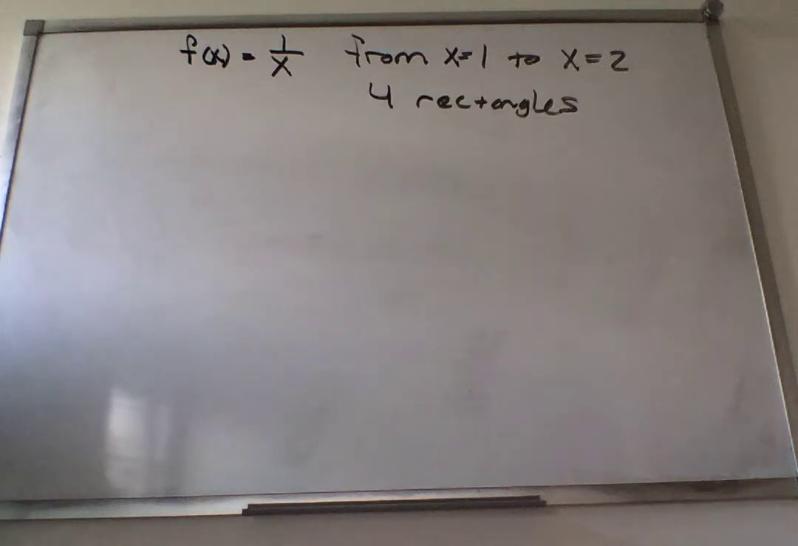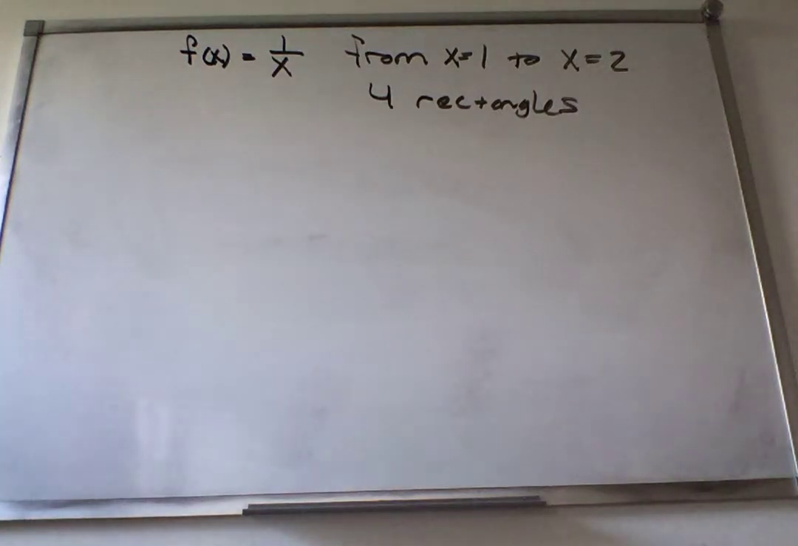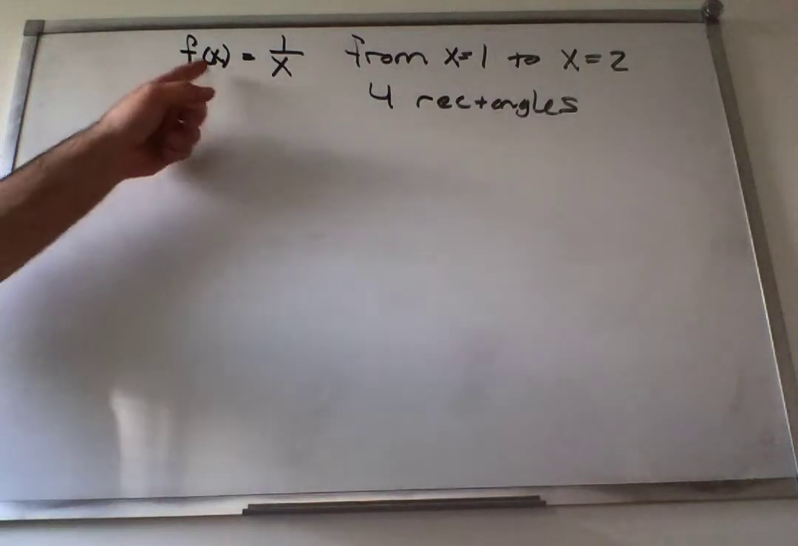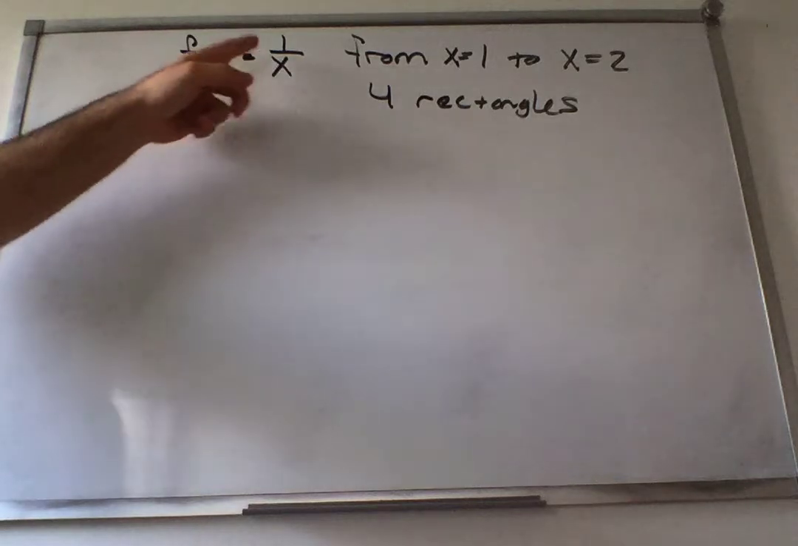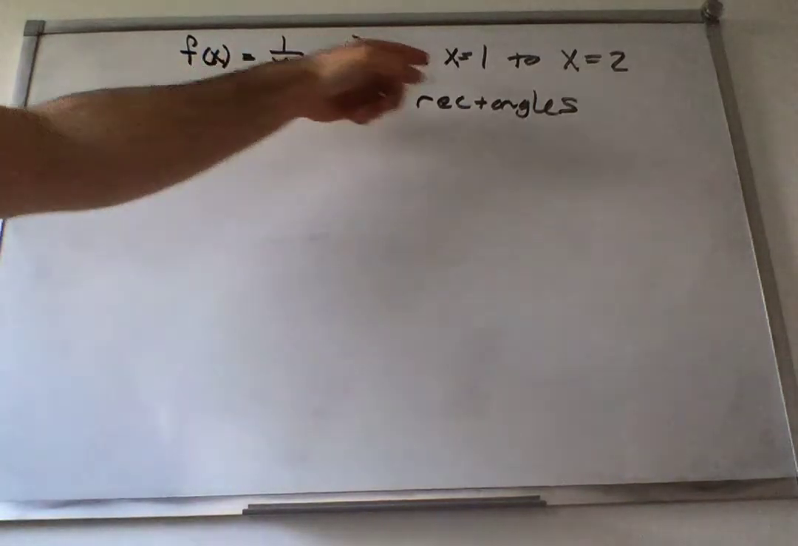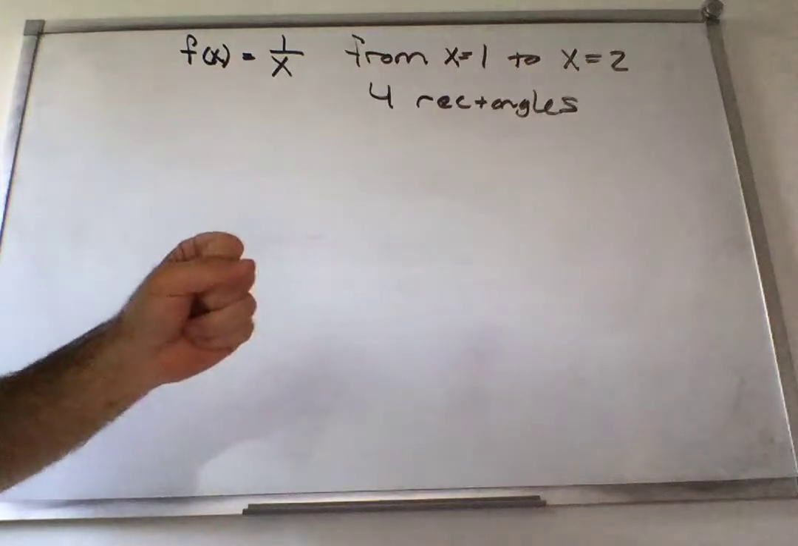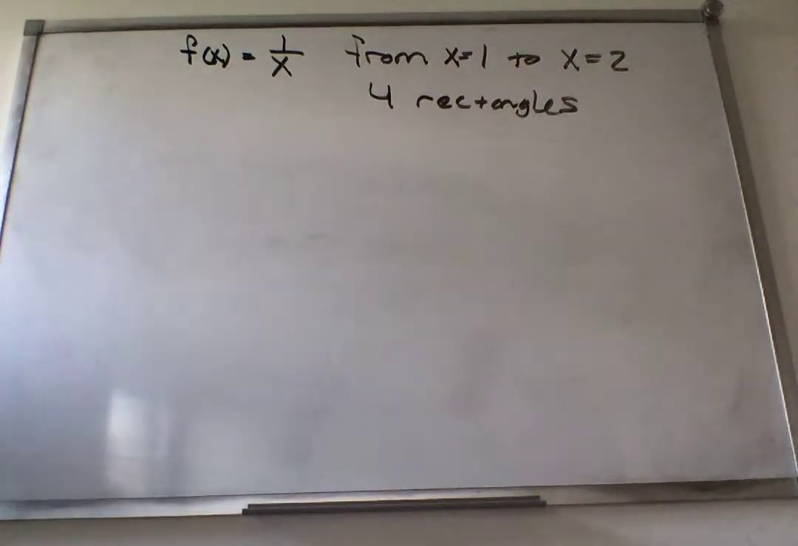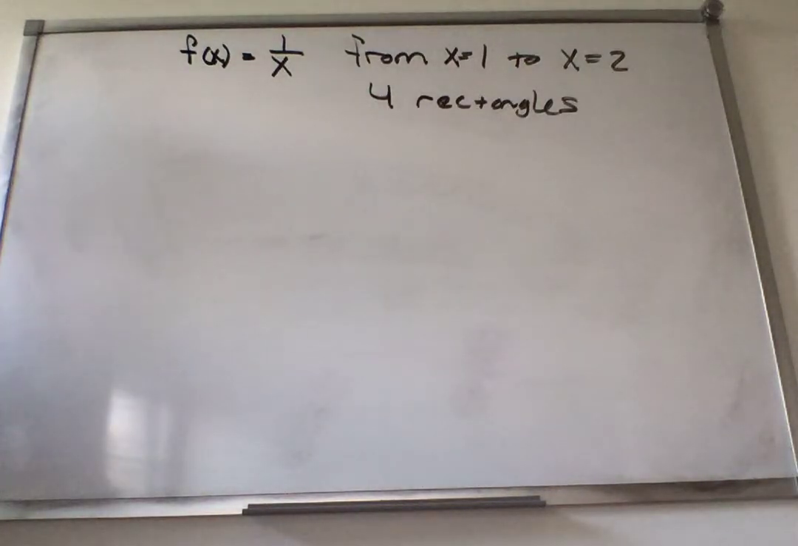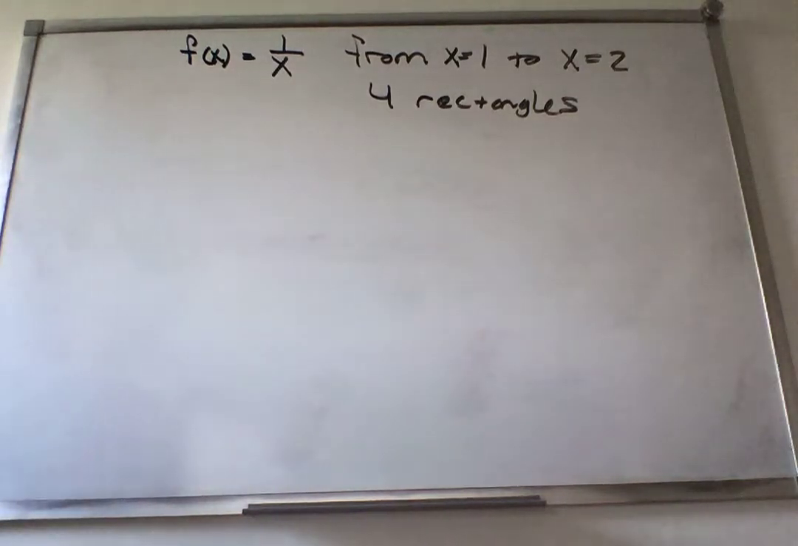Here's the next example of Riemann sums. What we're going to do is approximate the area underneath the curve 1 over x from x equals 1 to x equals 2 using 4 rectangles. The computation here is going to be a little bit easier because we don't have 6 rectangles to do, so we're not going to have 6 points in our area formula.